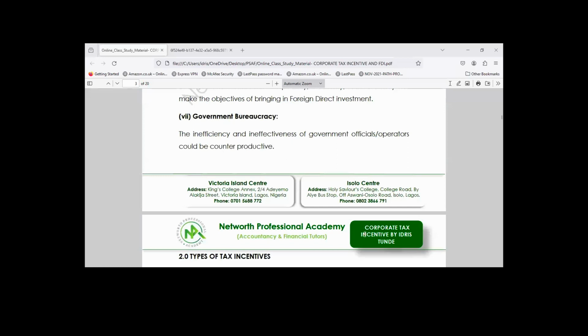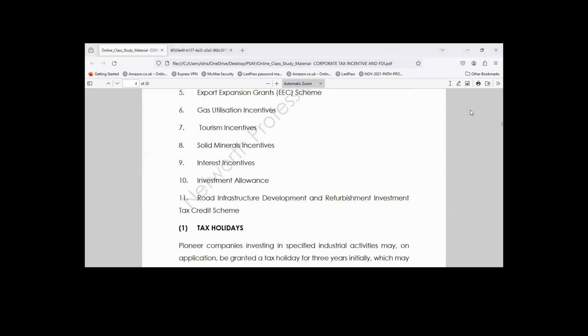So it's going to frustrate the efforts. So please, let's know the abuses of corporate tax incentive. Now, let's look at the types of tax incentive that we have.